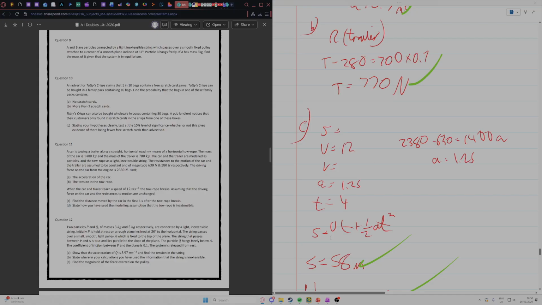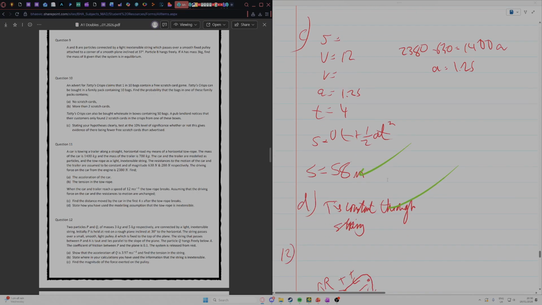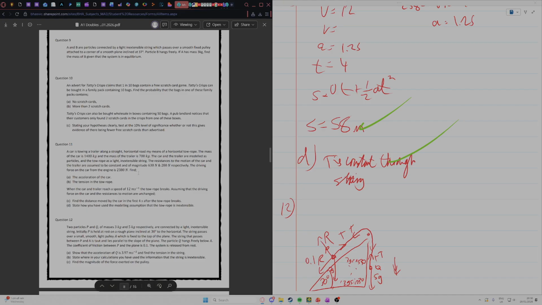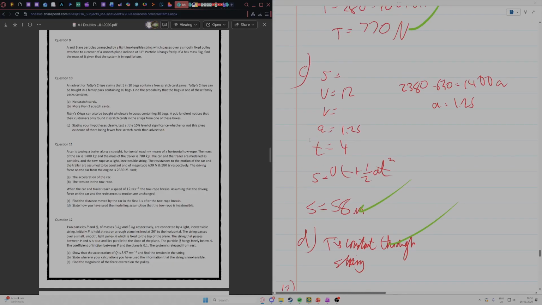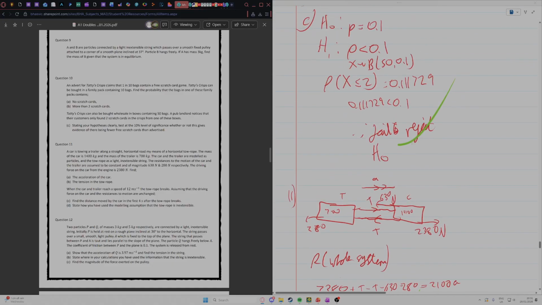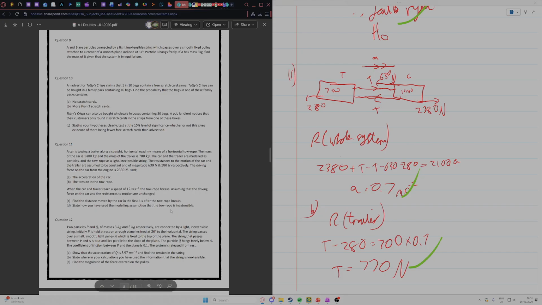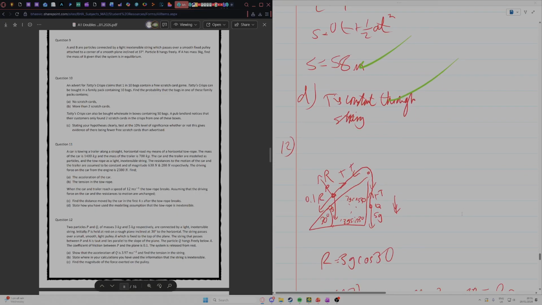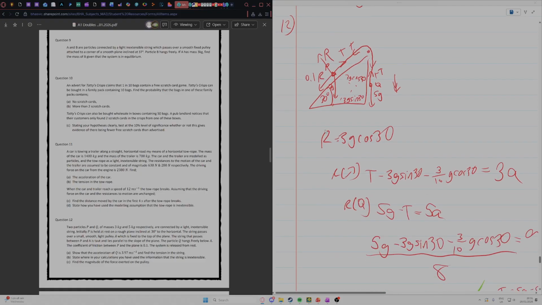It tells you that u is 12. It tells you that t is 4. You get your acceleration, and then that's how you find your distance. For part D, whenever it says something about being inextensible, it's either something to do with tension being constant or tension being the same at both points. So in this mark scheme, I wanted you to say that tension is constant from the car to the trailer. But this probably works.